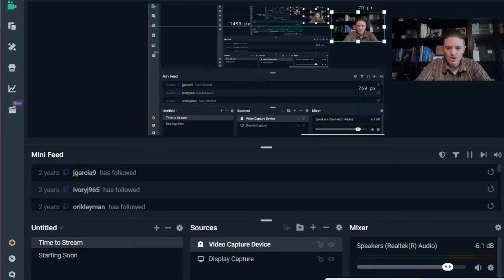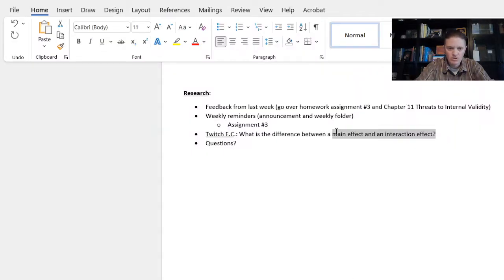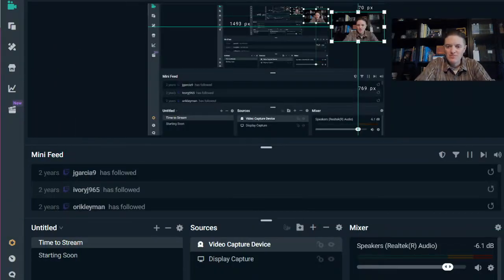Let me also give you the Twitch extra credit question really quickly, so that you have that and can get the 2 points for joining me on here today. So here's the extra credit question. If I put this here in the chat, what is the difference between a main effect and an interaction effect? So describe what is the difference between a main effect and an interaction effect.